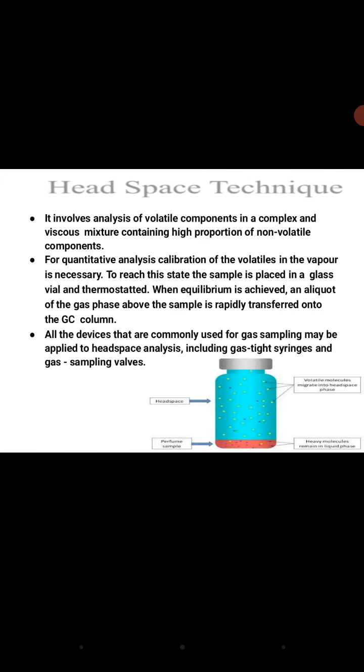Headspace technique. It involves analysis of volatile components in a complex and viscous mixture containing high proportions of non-volatile components. For quantitative analysis, calibration of the volatiles in the vapor is necessary. To reach this state, the sample is placed in a glass vial and thermostated. When equilibrium is achieved, an aliquot of the gas phase above the sample is rapidly transferred onto the GC column.